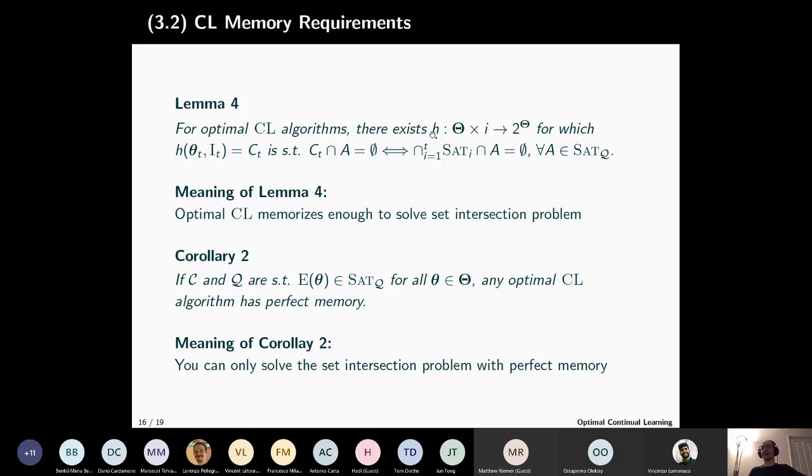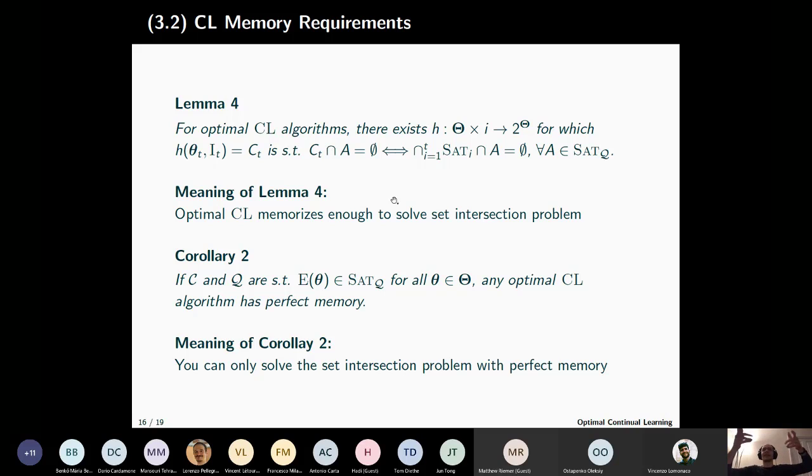So what this means is you get some function which tells you whether or not the intersection decision problem evaluates to true or false. And this result is unsurprising, because what we showed earlier on in the NP-hardness result is that you can always solve the set intersection problem with optimal continual learning.